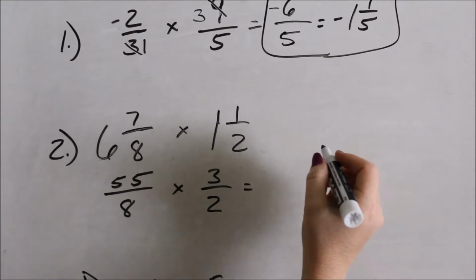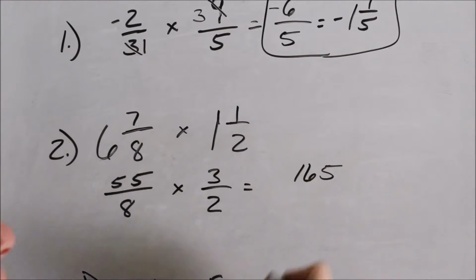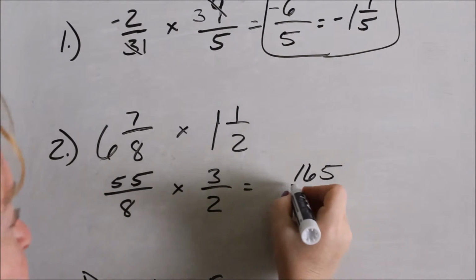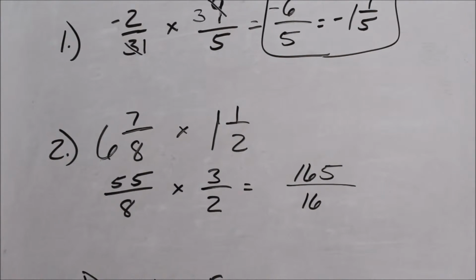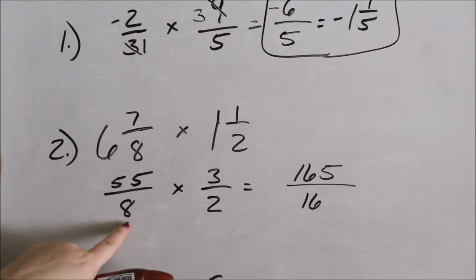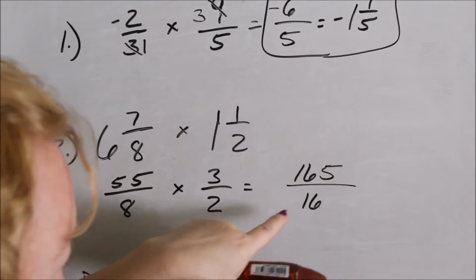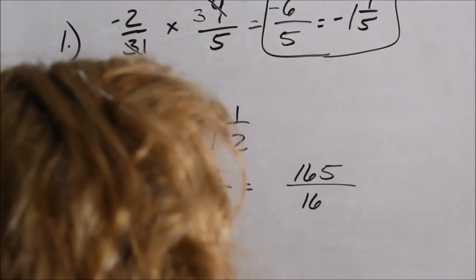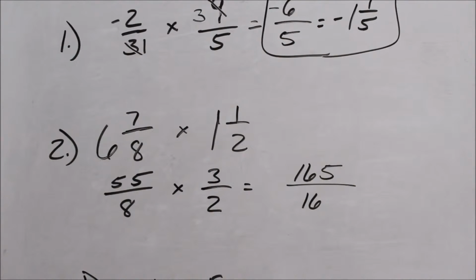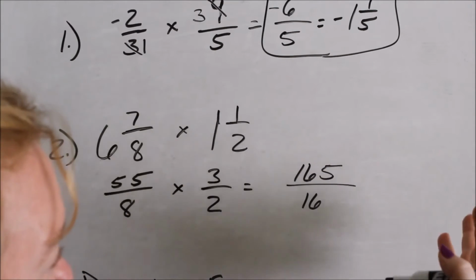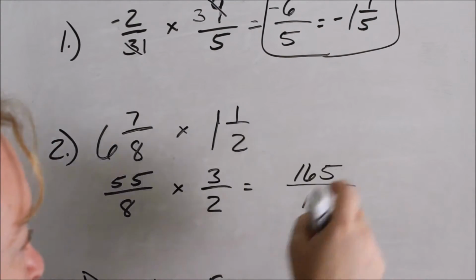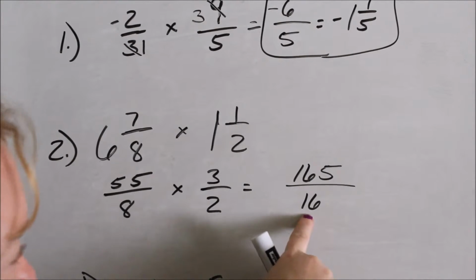I think that's 165. So, and then 8 times 2 is 16. And I am pretty sure you cannot reduce 165 and 16. The reason I know is because you can't reduce it here. So then you can change this into a mixed number. I'm not going to change it from here. So 16 goes into 165. You look how many times, how many is remaining, write the remainder as your numerator, and then your denominator is this.